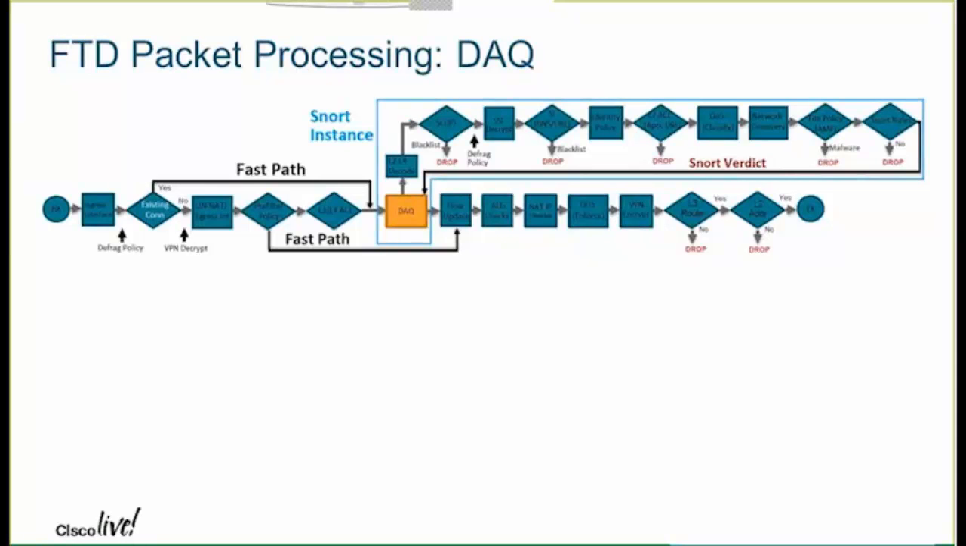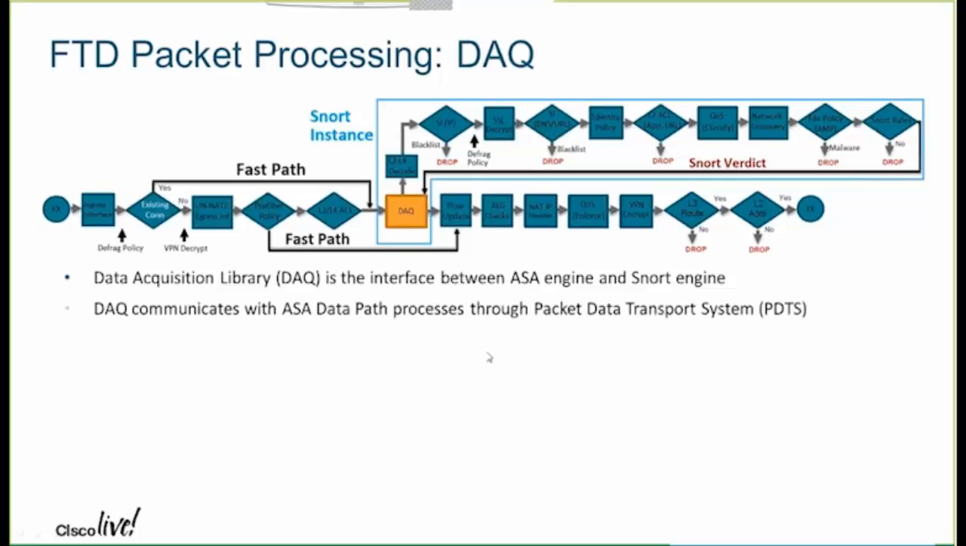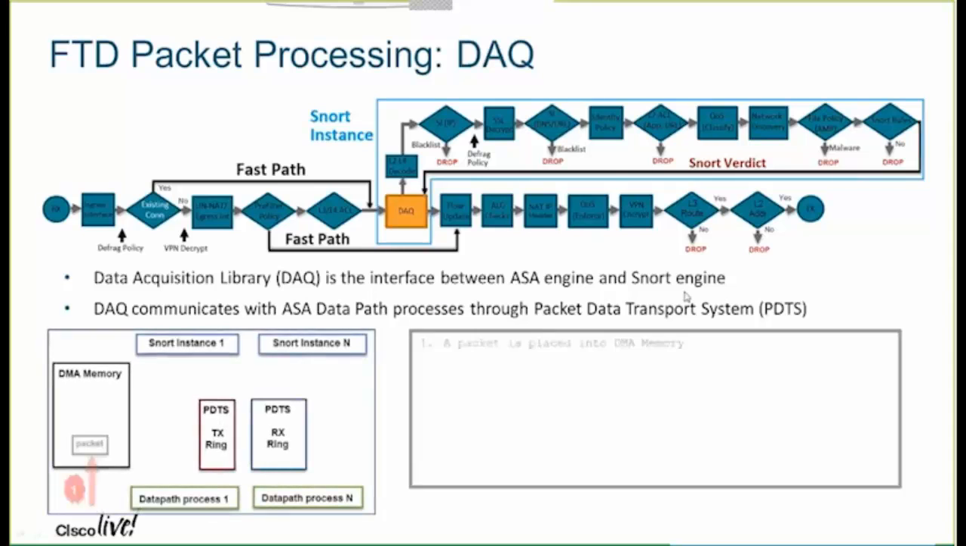So we are moving into the packet flow from the Snort side in a bit more detail here. The first, mentioning DAC earlier as well, DAC basically stands for Data Acquisition Library. This is basically acting as an interface between the ASA and Snort. Now what happens in DAC is we basically will be communicating something like this.